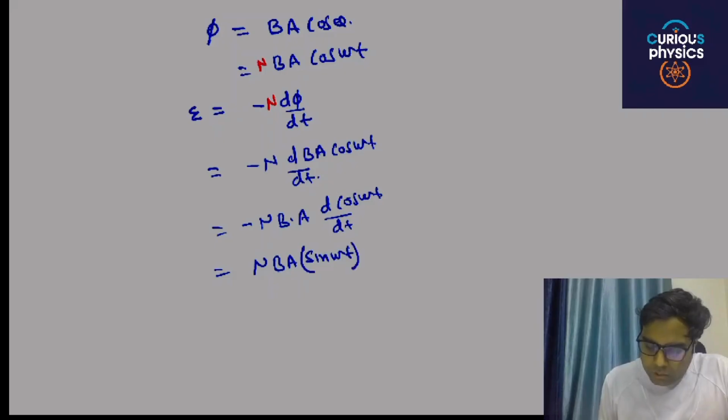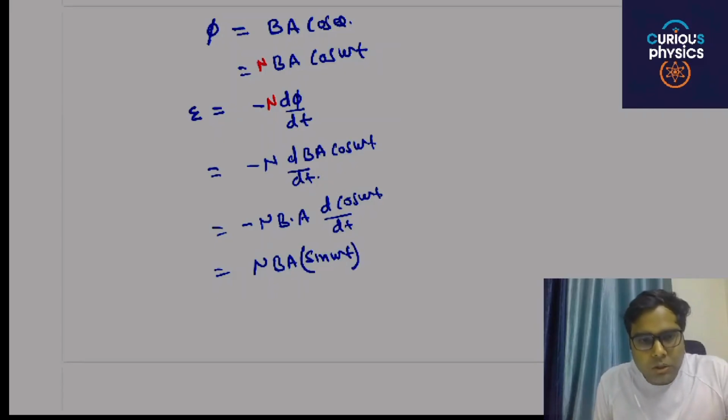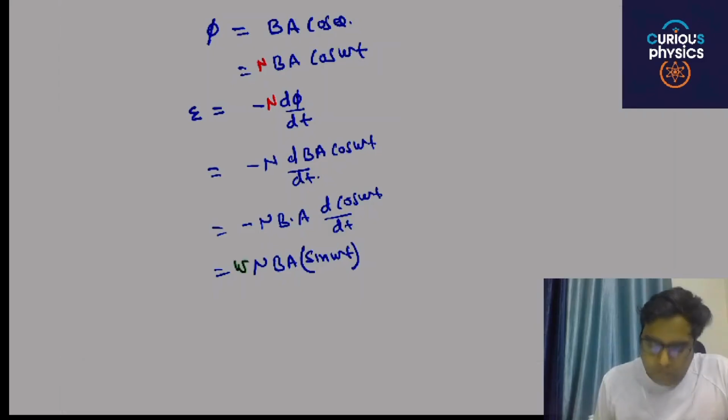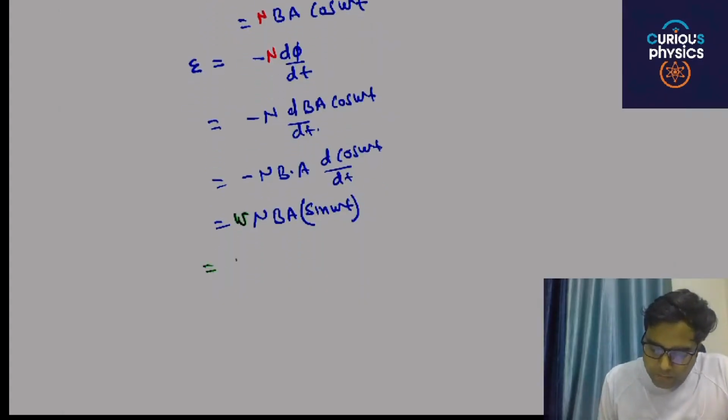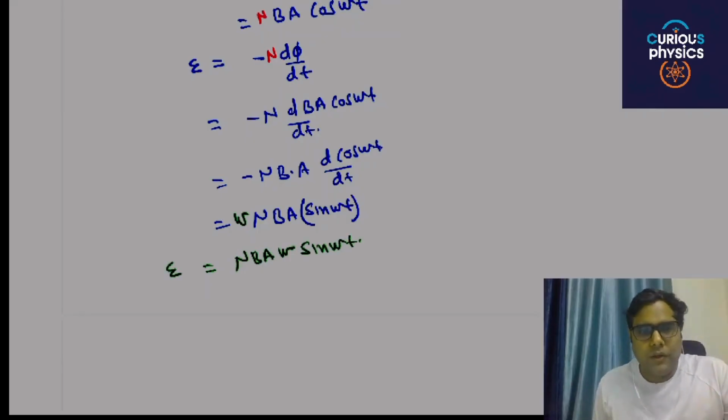Then according to the chain rule, you have to multiply by omega here. So the induced EMF will be n B A omega sin omega t. Induced EMF is nothing but a function of sin omega t, because n is constant, magnetic field is constant, area is constant, and angular speed is constant. Are you able to understand my point or not?